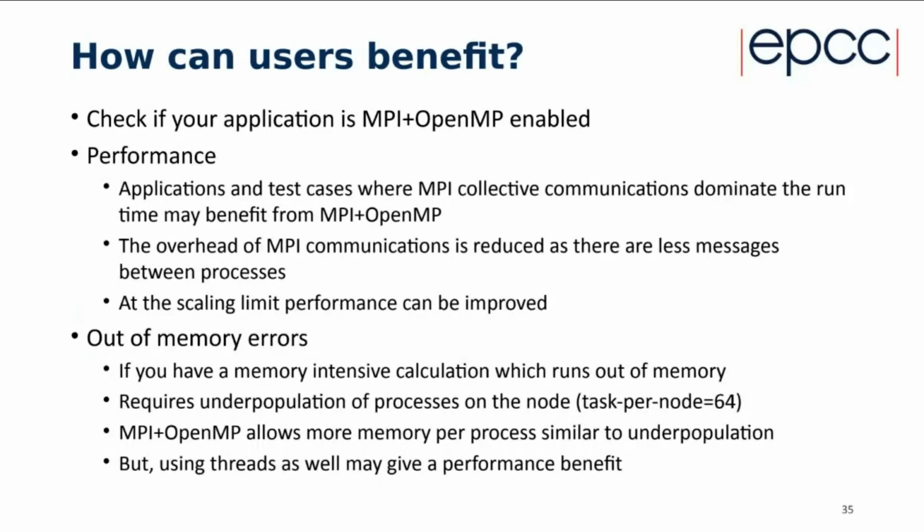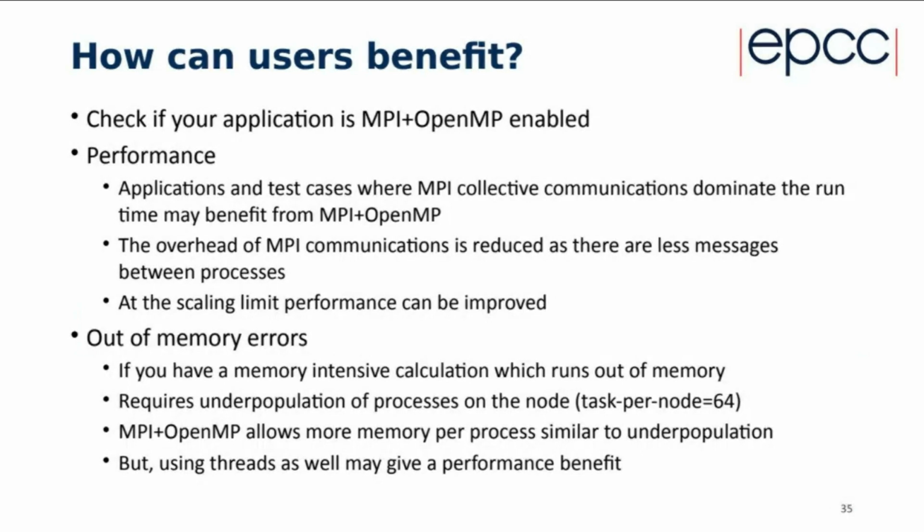Okay, so the last thing I'll talk about for the next 5 minutes is how users can maybe benefit from MPI plus OpenMP on ARCHER2 and what steps you should maybe look at. First thing is to check if your application is MPI plus OpenMP enabled. I've obviously covered some that use MPI plus OpenMP, but there are others as well on the system.